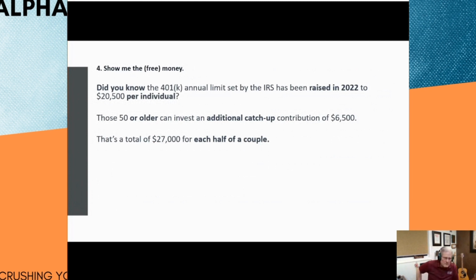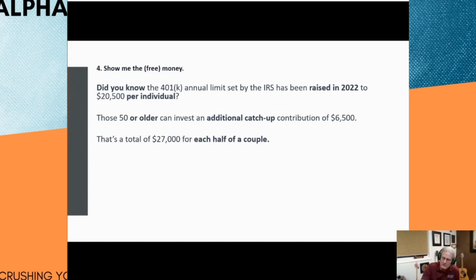"Did you know the 401k limit, you can read it faster than I can, was raised in 2022 per individual?" The "did you know" is a great way to start off an email. In other words, what we want to do is talk with our prospects, not at our prospects. "Those 50 or older." Wait a minute, 50 or older, what is that again? Oh, that's a target market and that's a lead type. Whenever you see things like "those 50 and older," that's a target market and it's a lead type.